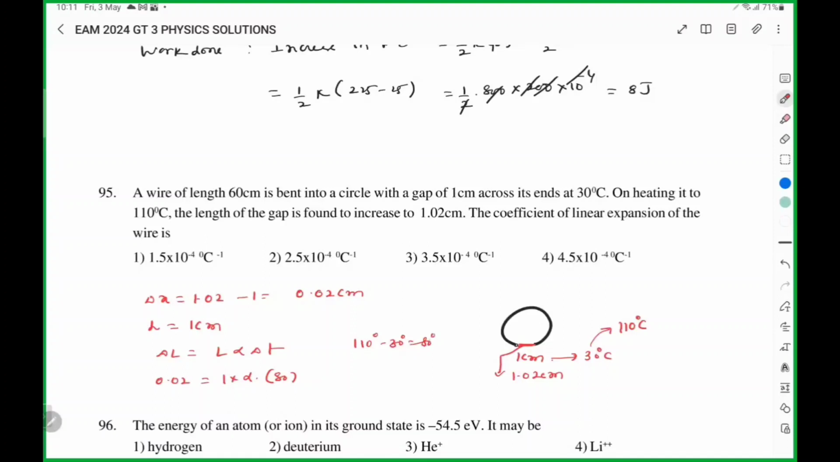Change in temperature, 0.02 by 80. So it is 2 into 10 power minus 2 by 80. That is 100 by 40 into 10 power minus 4. So 2.5 into 10 power minus 4 degree per centigrade.